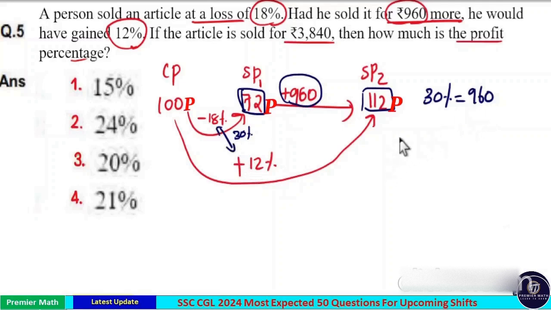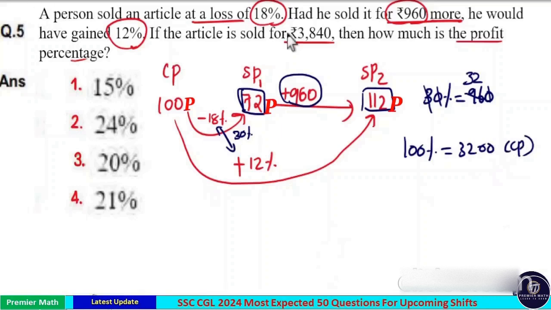So 30% is 960, which means 3 goes 32 times in 960. So 1% is 32, which means 100% is equal to 3200, which is the cost price. Now here it is mentioned that the article is sold for 3840, that is, here the sell price is equal to 3840. Now this is the sell price and this is the cost price.